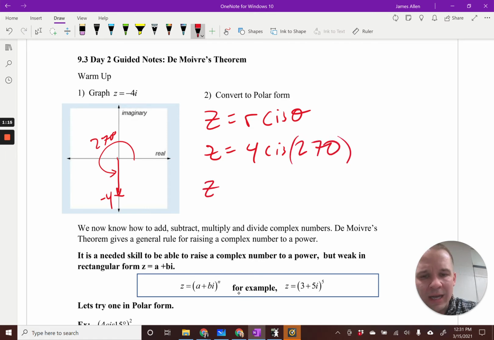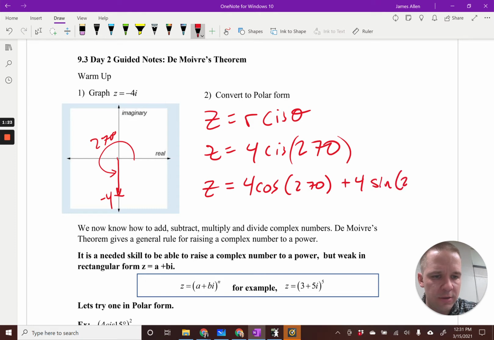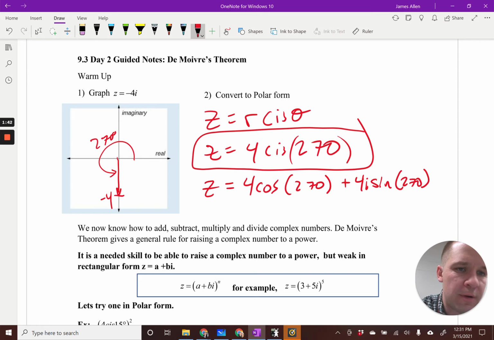Again, if you need to type it in expanded, that'd be 4 cosine 270 plus 4 sine 270 i, or i sine 270. You can put the i here, you can put the i over here. I, once again, prefer the cis form, and most others would as well.